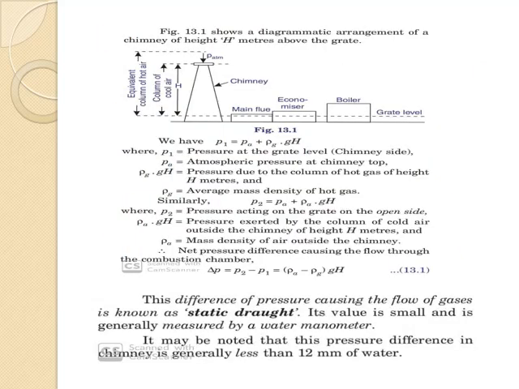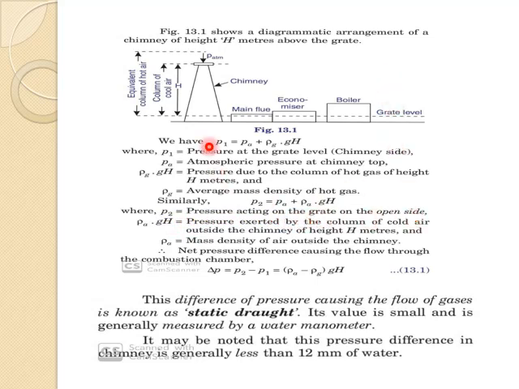This figure shows diagrammatic representation of a chimney which is having a height h meters above grate level. This is the grate level. Here we have two pressures P1 and P2. P1 is pressure at the grate level, that is chimney side. This is the chimney side. And P2 is pressure acting on the grate on the open side.